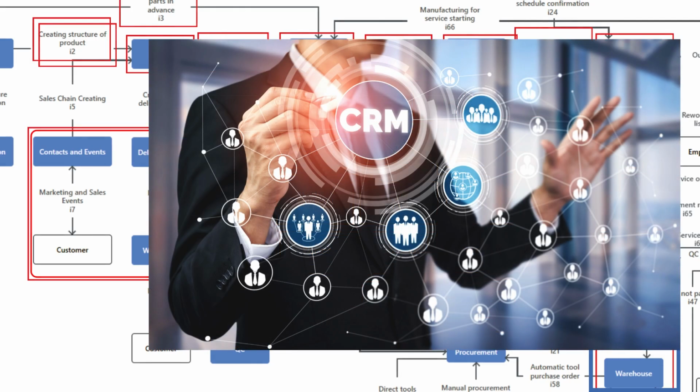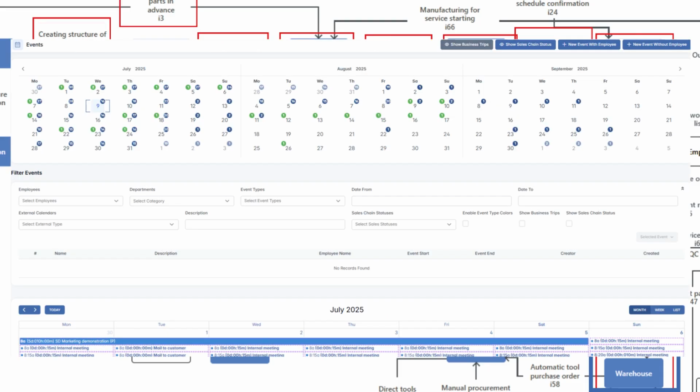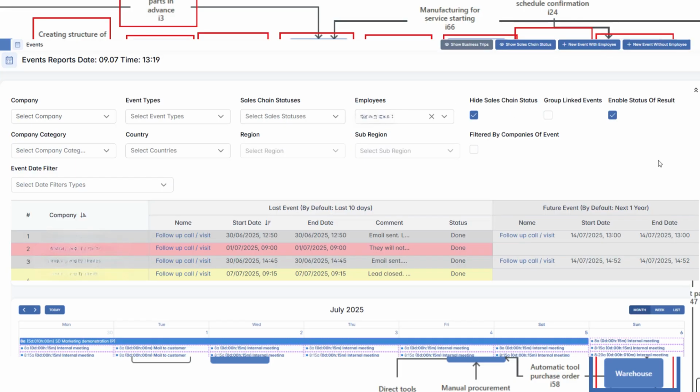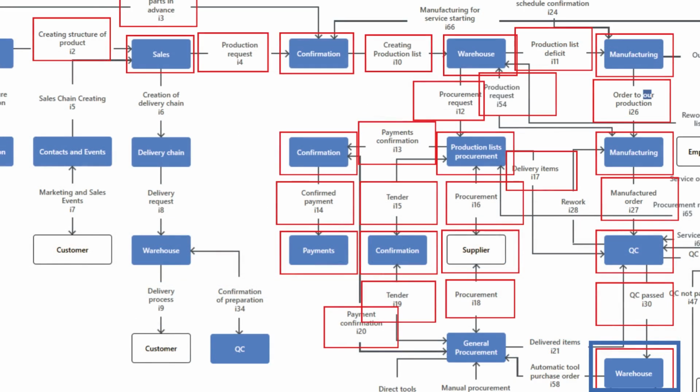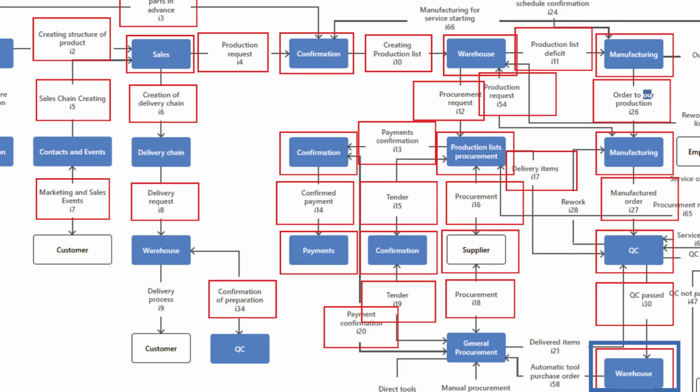The system also includes a built-in CRM module to track and manage marketing activities, sales events, customer relationships, and event outcomes. The sales process begins with the sales manager creating a sales chain. From there, products can be easily added, offers prepared, and pricing configured. Once the offer is confirmed, a delivery chain is created, and the process moves forward to customer delivery.